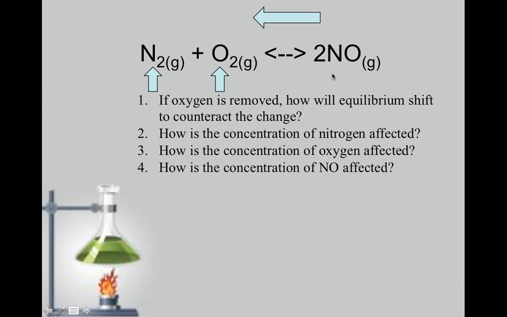Okay. And how's the concentration of nitrous oxide affected? Well, we're shifting to the left, which means we're using up this stuff on this side of the reaction to make more of this, so it would be going down.